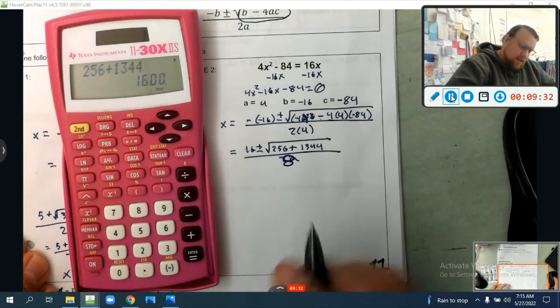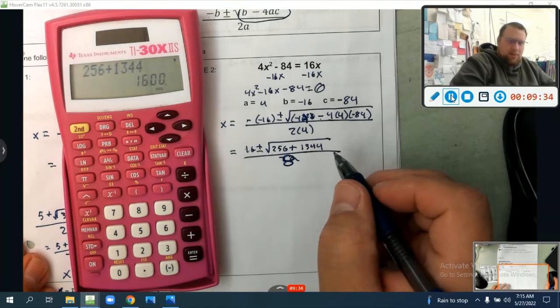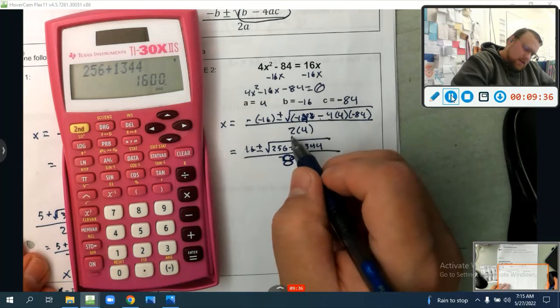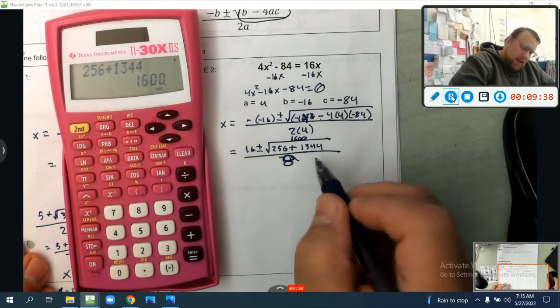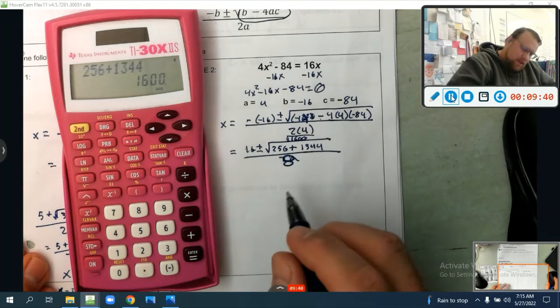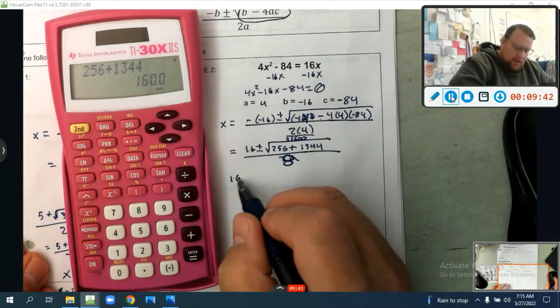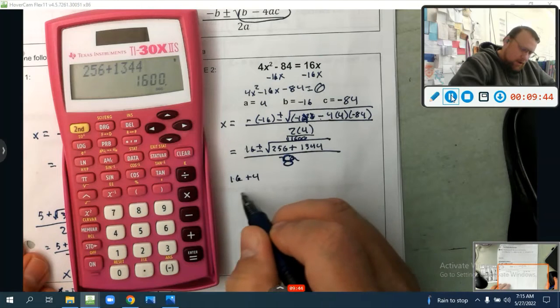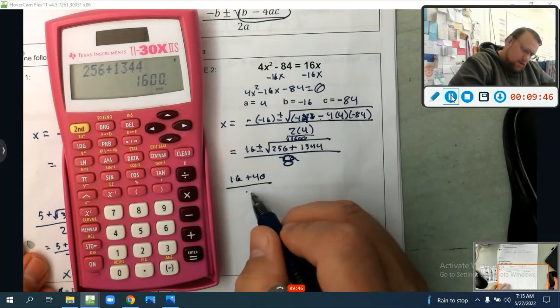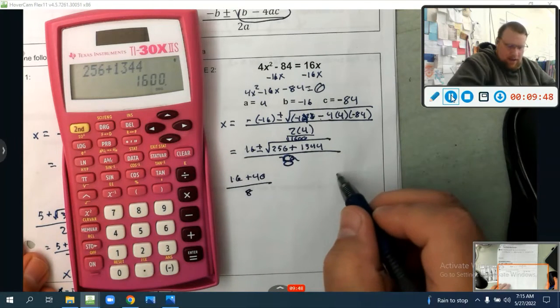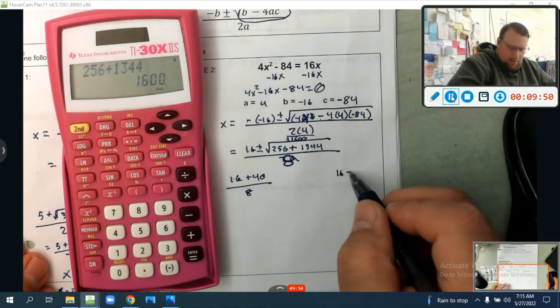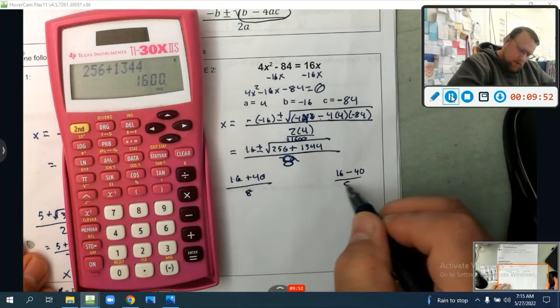1600, oh, that's going to work out nice. It's just going to be 40, right? So that's 1600 right there, right? And what's the square root of 1600? It's 40. So this is going to be 16 plus 40 all over 8, and 16 minus 40 all over 8. So it's going to be x equals.